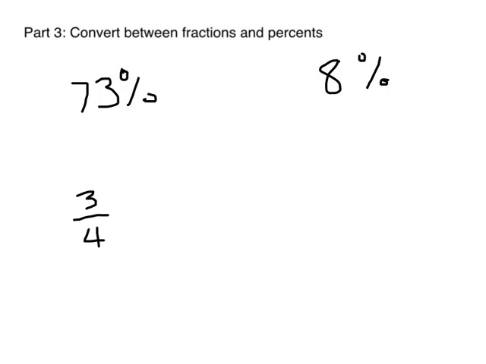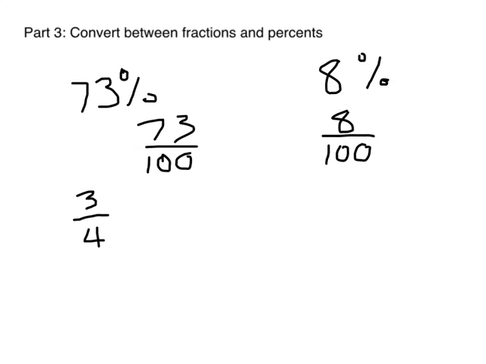Now let's start part 3, converting between fractions and percents. Let's convert 73% into a fraction. Remember, percent means out of 100. That means I can write this fraction as 73 hundredths. Let's do another. Write 8% as a fraction. Well, that's just 8 over 100.